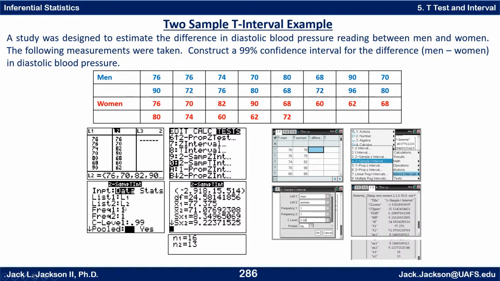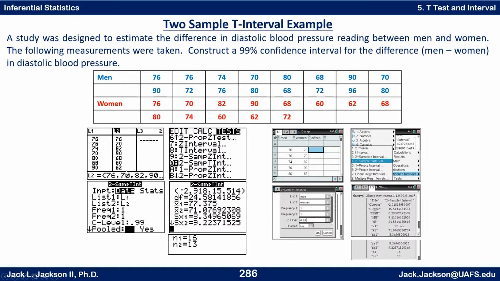Okay, and the difference is group 1 minus group 2. So the difference will be men minus women. If it comes out to be a positive difference, that means men have a higher blood pressure. If it's negative, it means women have the higher blood pressure.